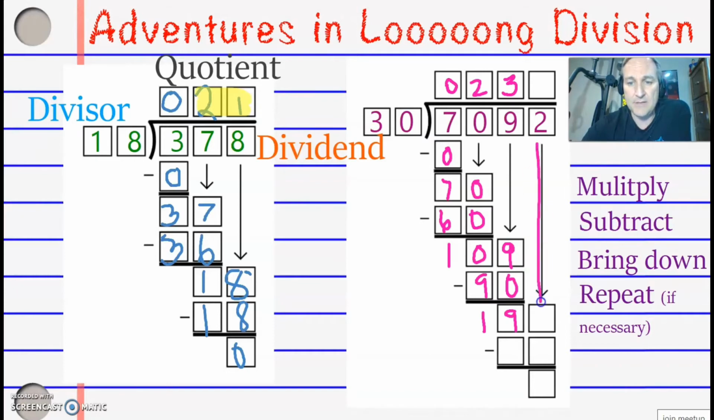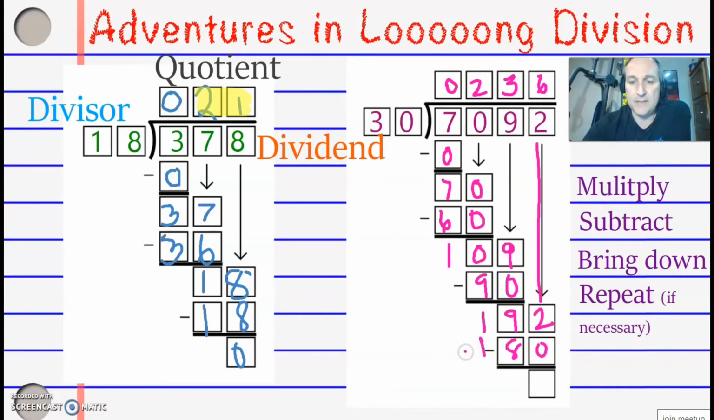Then I'm going to drop my 2 right here, like I've been doing. And how many times does 30 go into 192? Well, 30 times 6, 3 times 6 is 18. So 30 times 6 is 180. Obviously, if I go to 7, I'm going to be at 21, 210. So it's going to be a 6 right here. So we'll say 6 times 30 is 180.